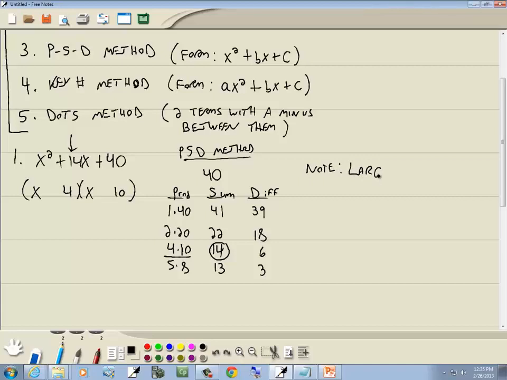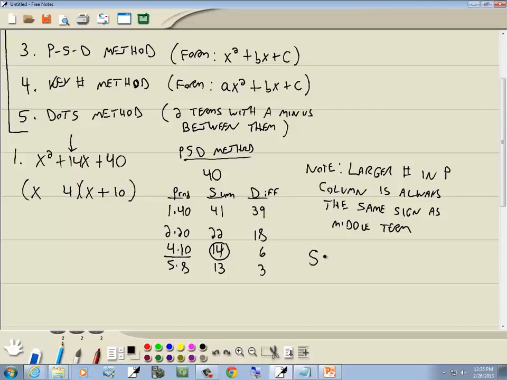The larger number in the P column that we're using is always the same sign as the middle term. So the larger number in the P column is always the same sign as the middle term. The numbers we're using are 4 and 10, and our larger number is the 10. And it's always going to be the same sign as the middle term. Middle term up here was positive, so this is going to be a positive 10.